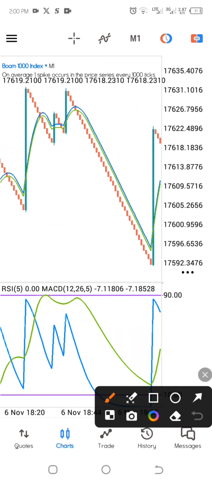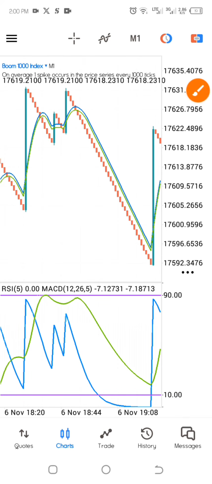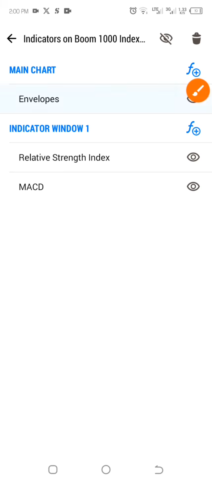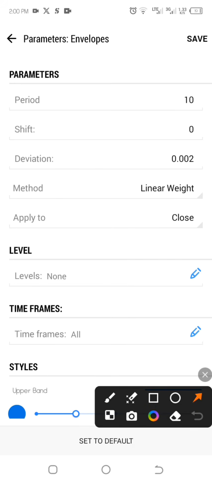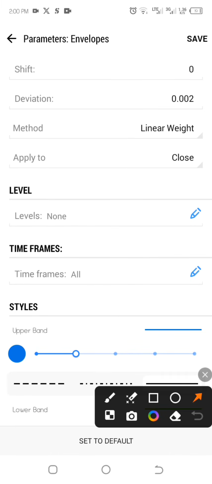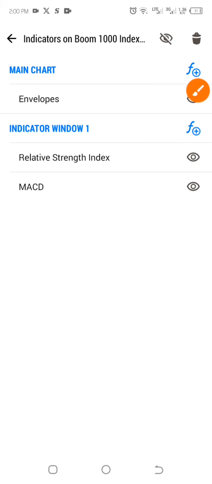Okay, so first thing you want to do is talk about the settings for the strategy, then we dive into how the strategy works. To set this strategy up, you click on this icon right here. For the first indicator, which is the envelope, we click on this icon right here. For the envelope, these are the parameters. The period is 10, shift is 0, the deviation is 0.002. Method is linear weighted, apply to close, and for the upper and lower band, use any color of your choice. Then click on save. Now, that is the envelope.